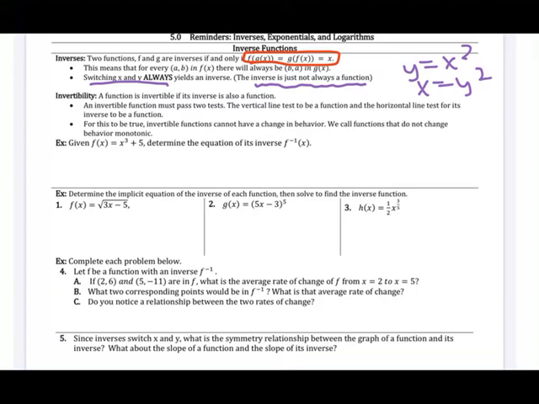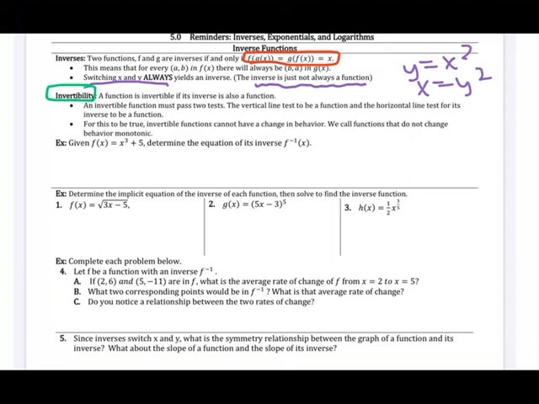But think about what x equals y squared looks like. It's a horizontal parabola. This does not pass the vertical line test. So are these inverses of each other? Absolutely, yes, they are. However, the inverse is not a function. So every function has an inverse. That inverse is just not necessarily a function. And when it is a function, it has a special name, and that name is called invertible or invertibility.